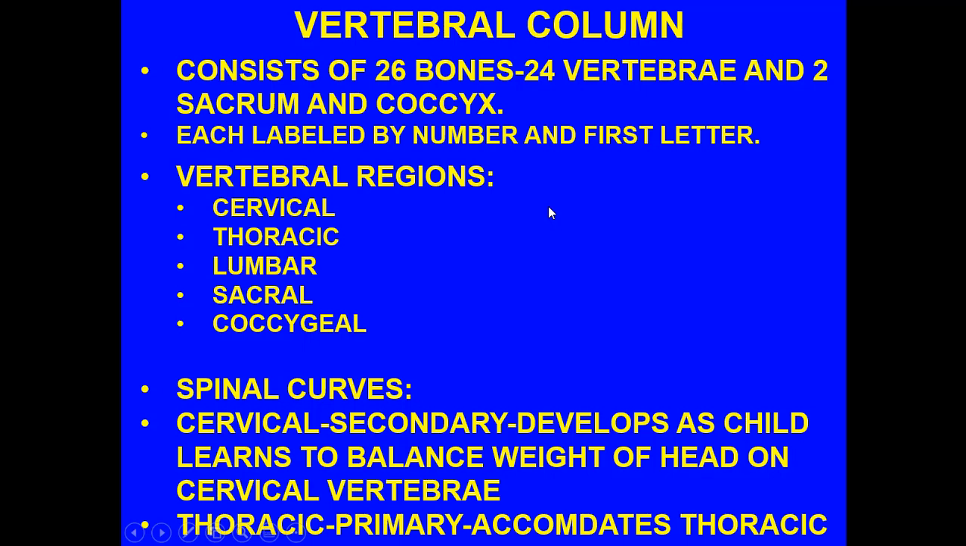Now we're going to move through the vertebral column. It consists of 26 bones: 24 vertebrae, and 2 that basically are the sacrum and the coccyx. Each is labeled by a first letter and a number.